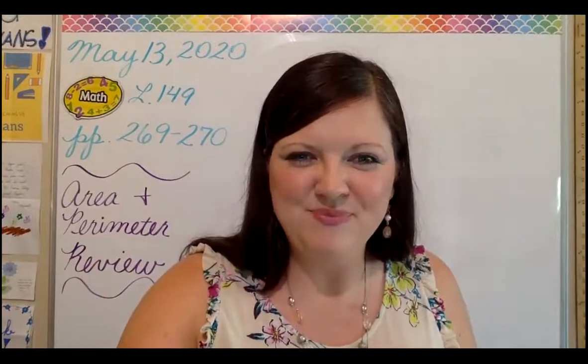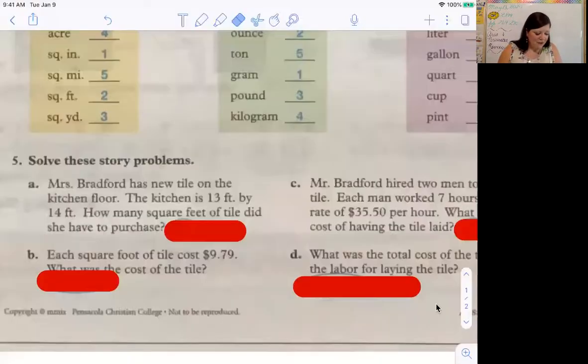Here we go. Mrs. Bradford has new tile on the kitchen floor. Ooh, how fancy. The kitchen is 13 feet by 14 feet. How many square feet of tile did she have to purchase? Well, first of all, let's circle our numbers. What do we have? 13 and 14. So let's figure out what kind of shape are we working with here. Square or a rectangle? A rectangle, because our numbers are different.